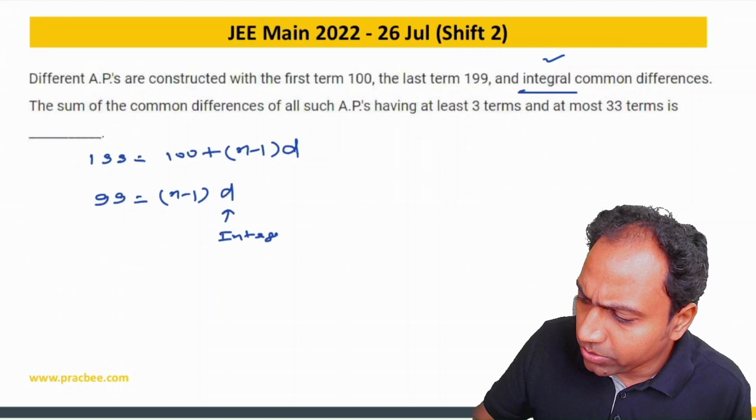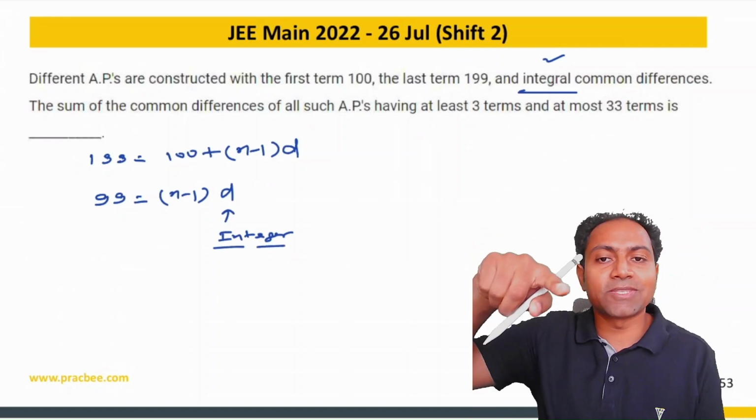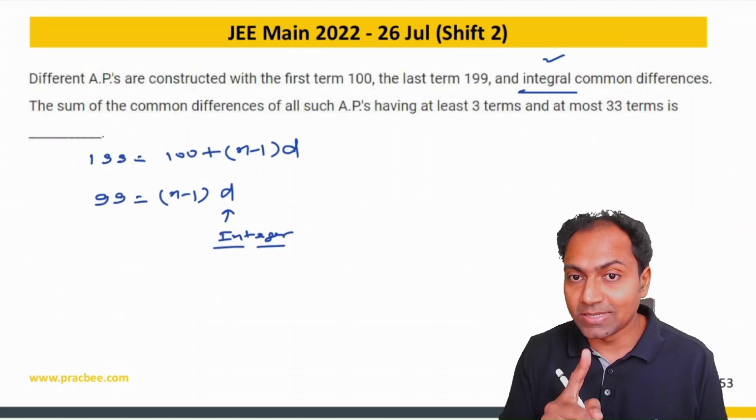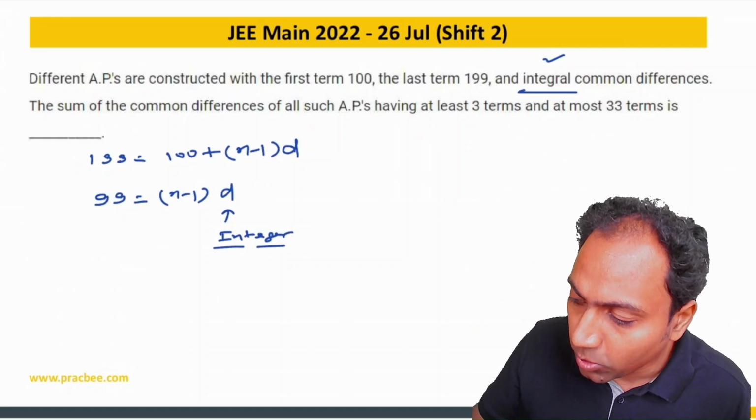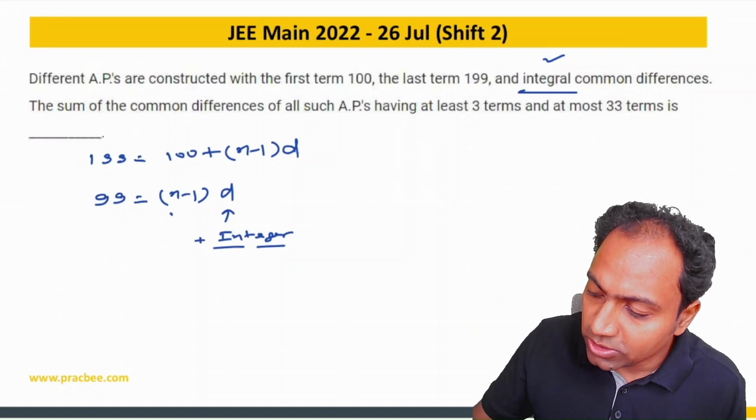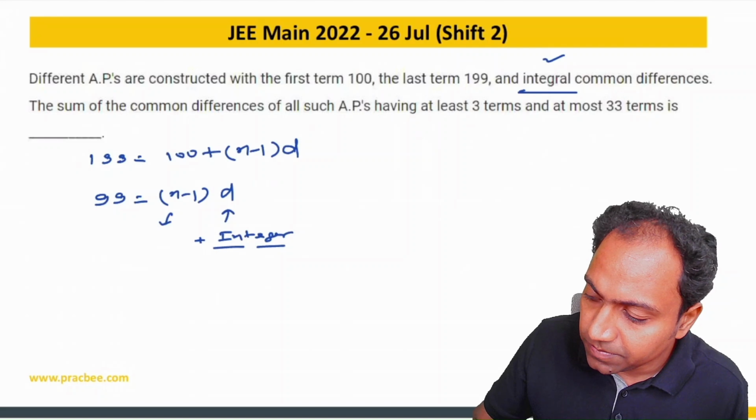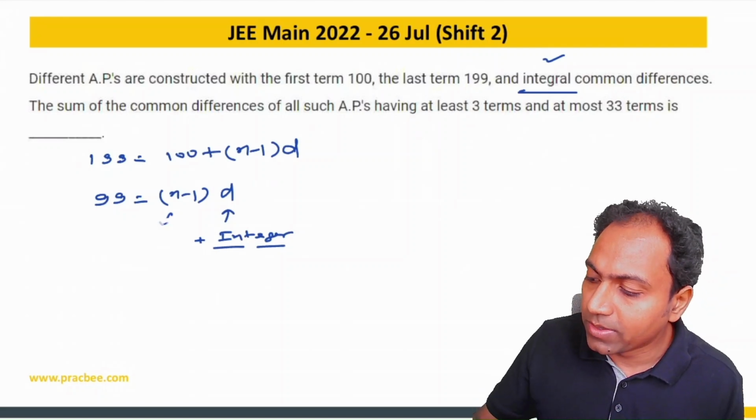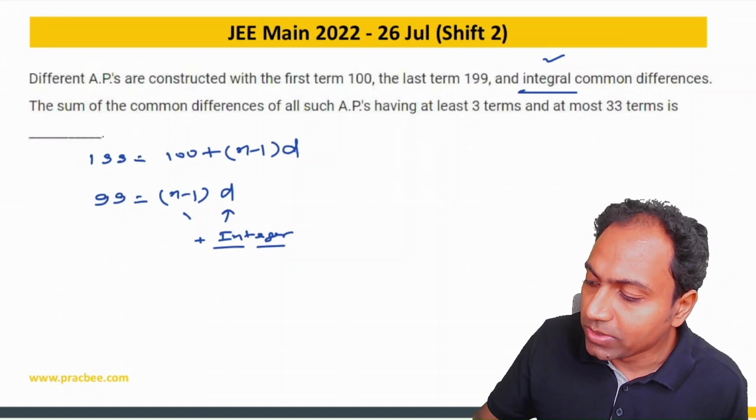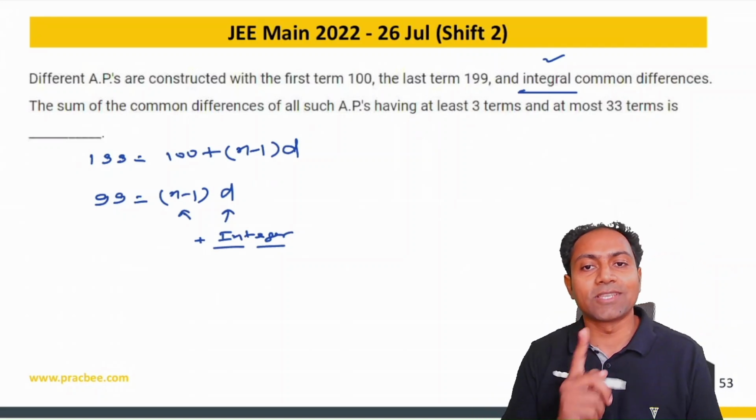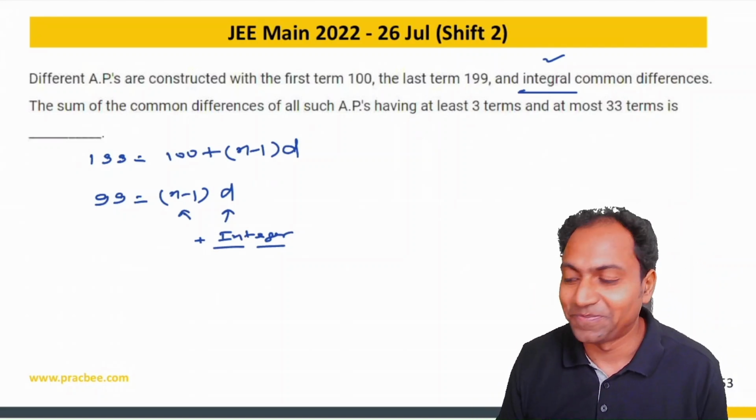And now they're telling us that d is also an integer. If you look at this series, the nth term is actually more than the first term, so the series is increasing. So it is not just an integer, it is a positive integer. Also, this part is a positive integer. So what you can observe from here is that this is a multiplication of two integers. And this statement is very significant because it will help us solve the question.